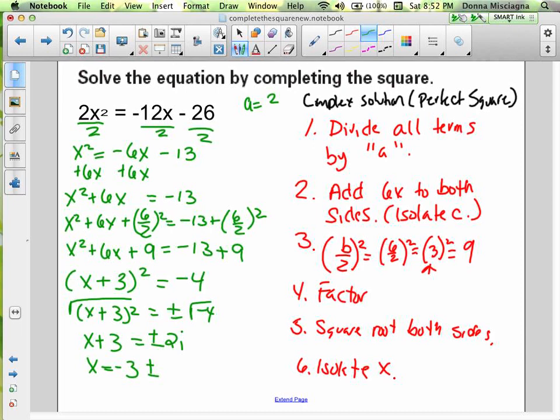plus or minus 2i. Don't combine them. They're not like terms. One's got an i and one doesn't. That's all there is to that one. So we just had to divide both sides by 2 first. We made sure that the x terms were on one side and constants on the other, and then we just used our steps for completing the square.